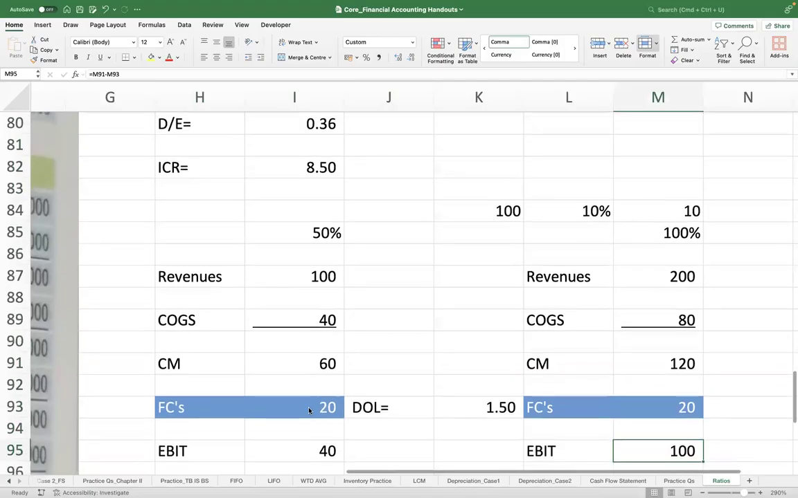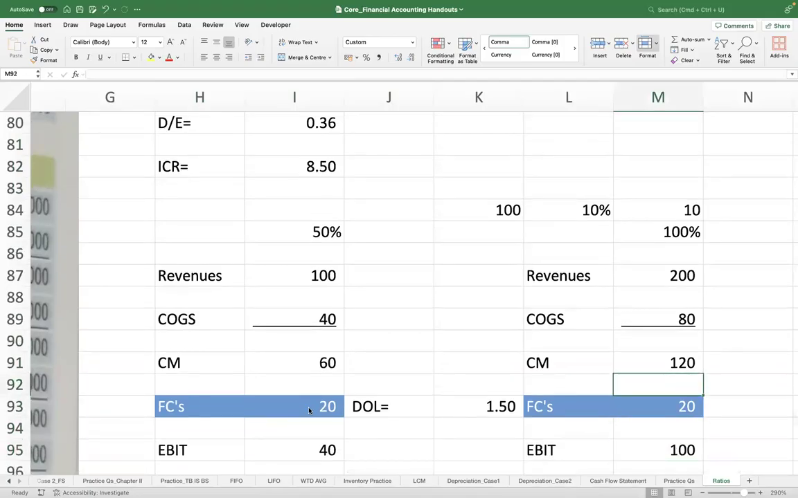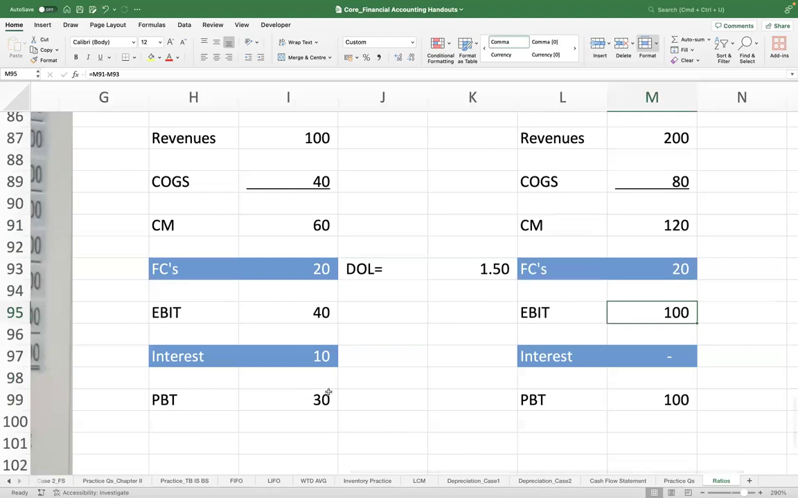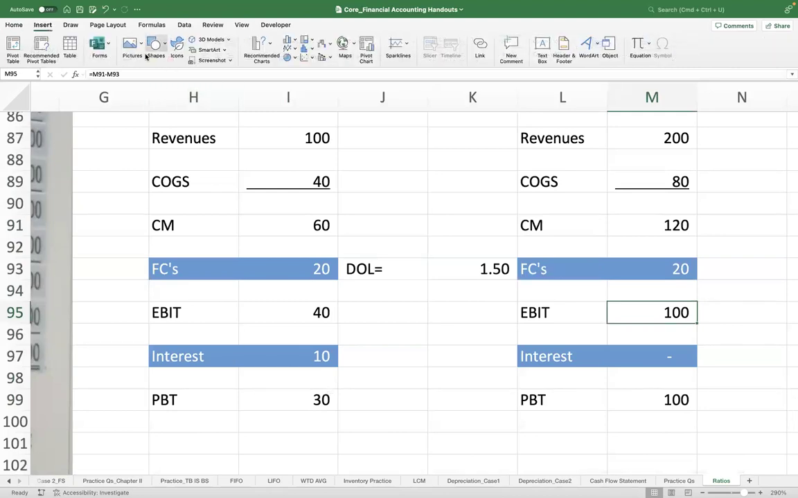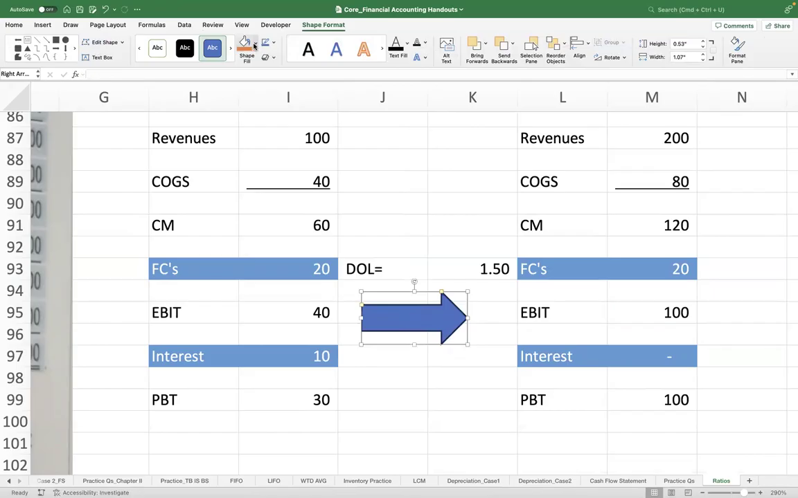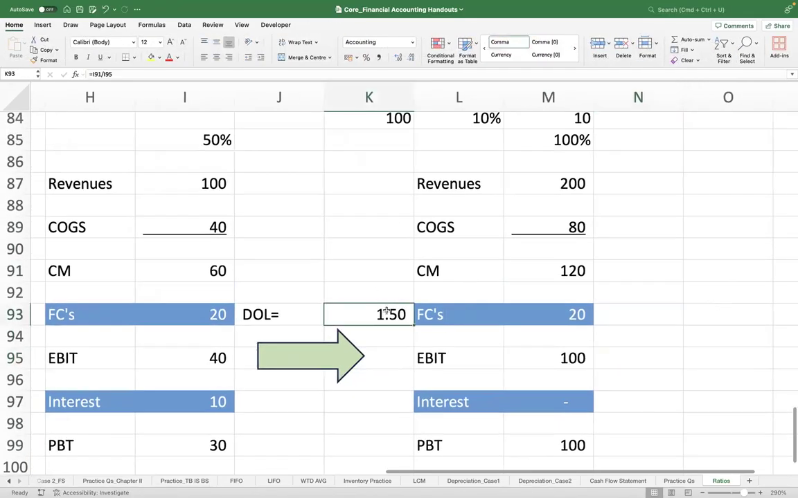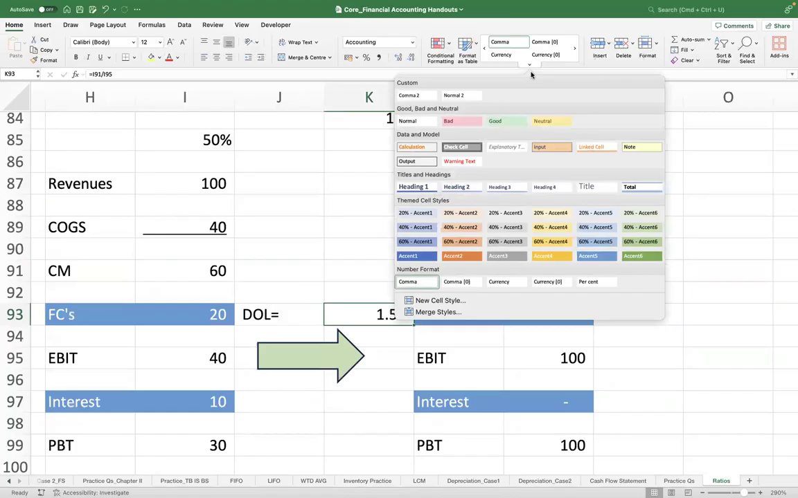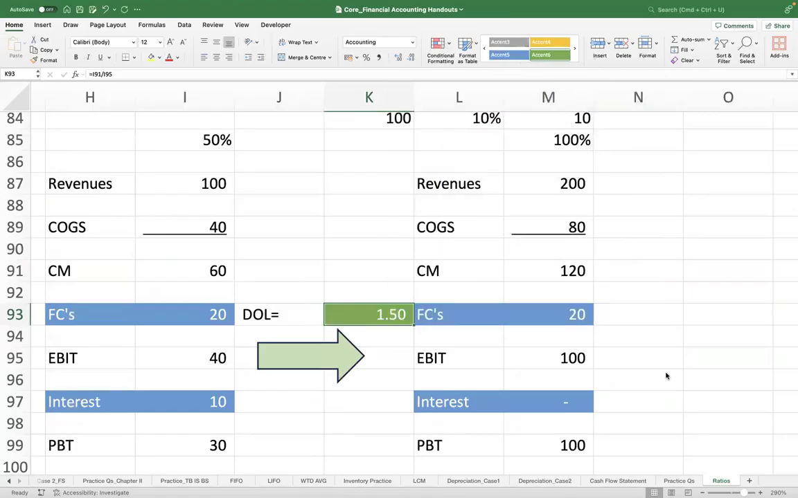Contribution margin will also double, but will your fixed cost change? Your fixed cost will not change. It will remain at 20. What will happen to your EBIT? It will jump from 40 to 100. Can you tell me 40 to 100 के jump में how much is the percentage change in EBIT? 150% change in EBIT. That is because your degree of operating leverage is 1.5. So 100% increase in sales has got you 150% increase in EBIT. Why? Because your fixed cost platform was the same. That is called as operating leverage.